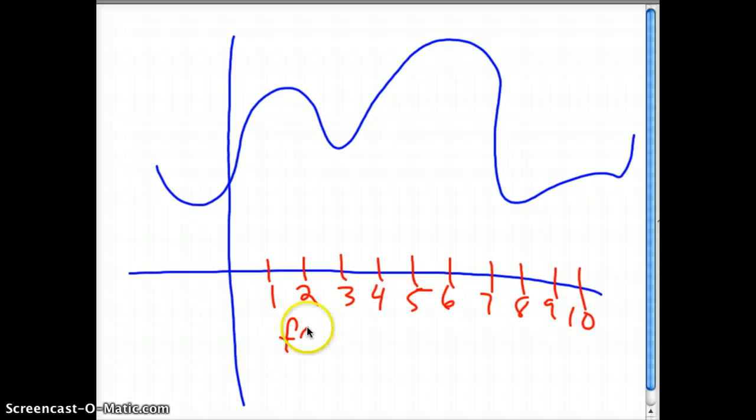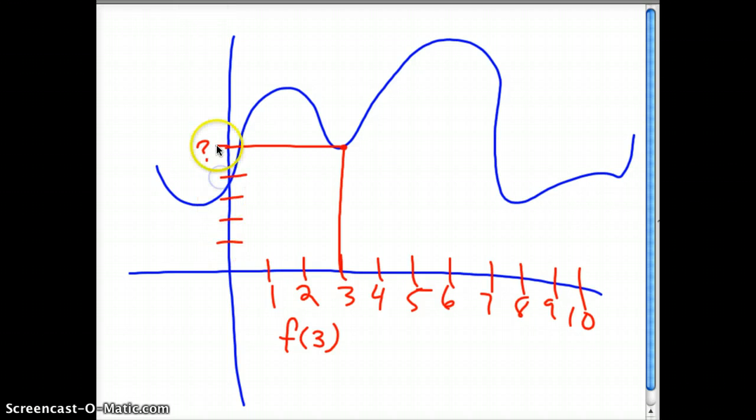If I just say, what's f of 3? I just want to know the y value at 3. What is this y value? And if that was 1, 2, 3, 4, 5 up, I would say it's 5. So make sure you're really clear with that function notation.